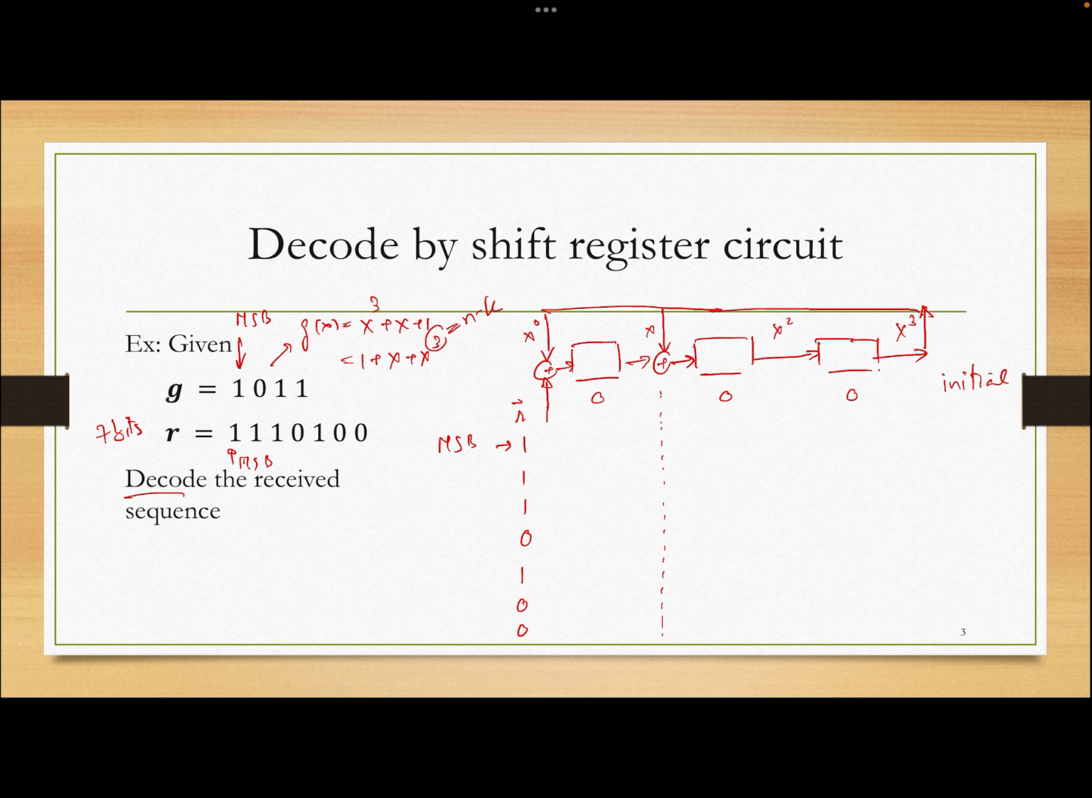So I put a line here so that I have to be careful. So the first one coming in, feedback is 0. So 1 plus 0 is 1. So I get 1 here.